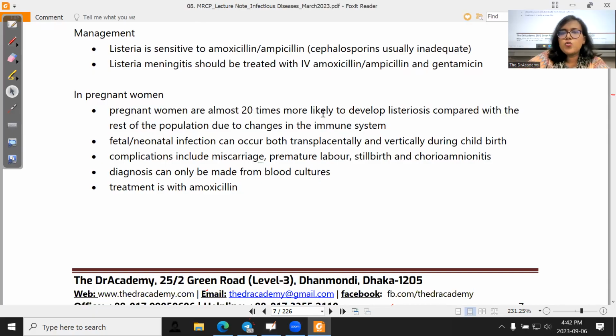Pregnant women are almost 20 times more likely to develop Listeria monocytogenes infection compared with the rest of the population because their immune system is a bit low. Fatal neonatal infection can occur both transplacentally and vertically. So basically, if a mother is infected during the childbearing age, the baby can be affected while inside the mother's womb or even during the birth, because it can pass both vertically and transplacentally.